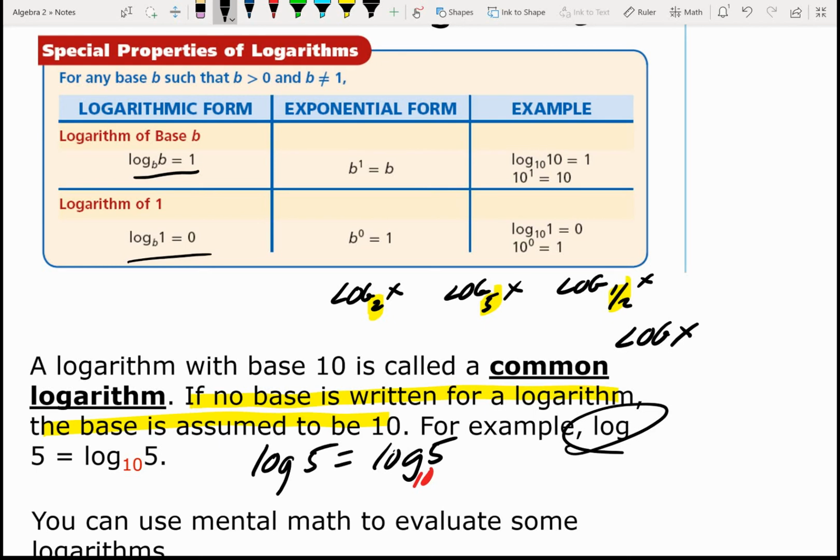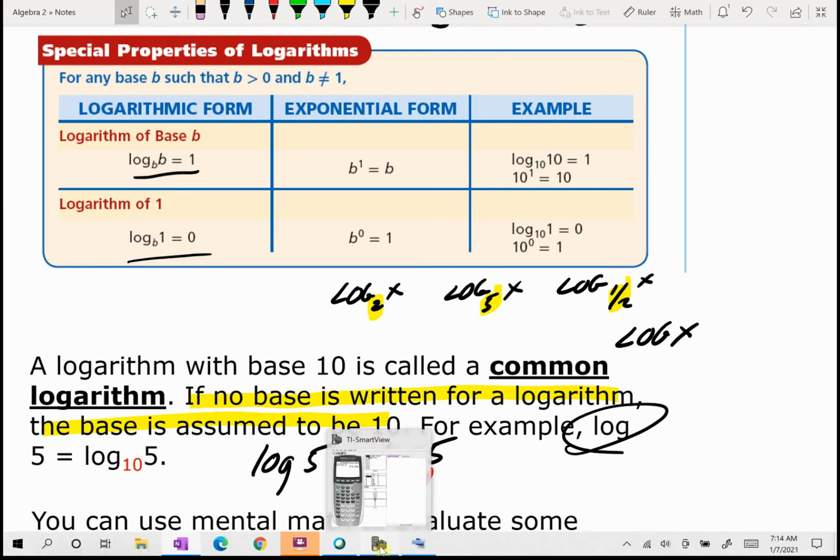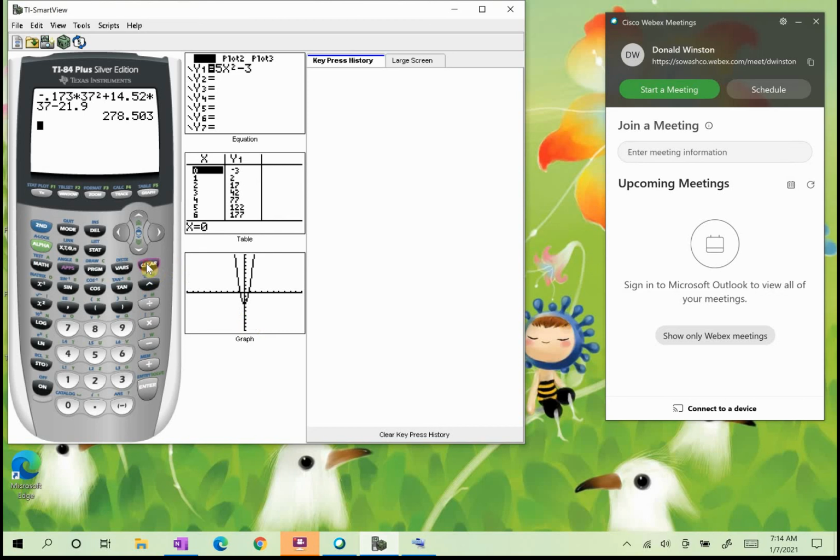Now, if you have a graphing calculator, and I'll show you, you actually can evaluate base 10 logs with your calculator. You see right there we have log, L-O-G, so that's base 10. So for example, if I say log base 10 of 10, well, that should be 1. Log base 10 of 10 is equal to 1.